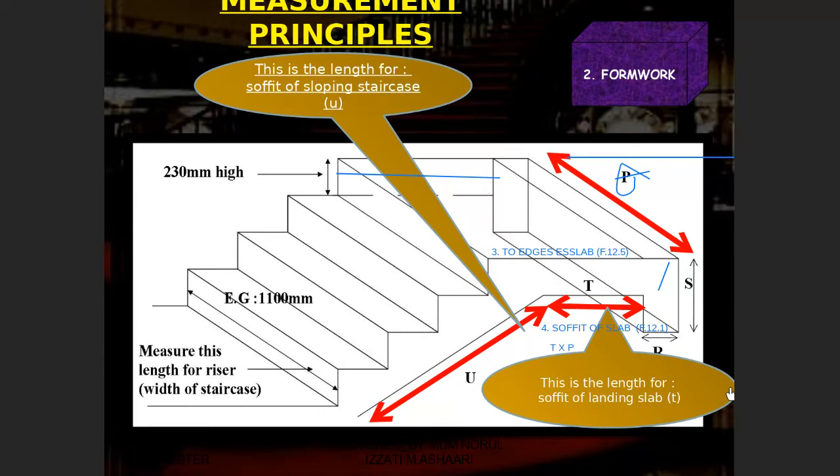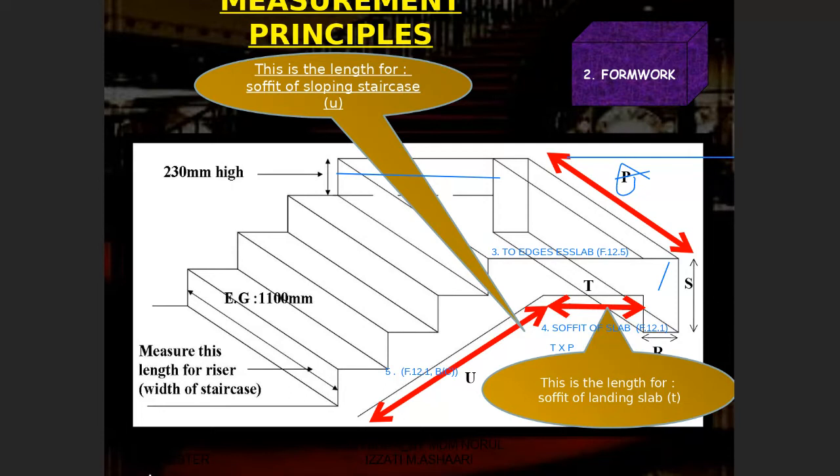Item number 5 is also having the same clause F.12.1, but this one is either B or C, because this is sloping. You have to identify whether the sloping is not exceeding 15 degree or exceeding 15 degree from horizontal. So how do you want to measure? The answer is P times U. Okay, P times U is the horizontal part of the staircase.